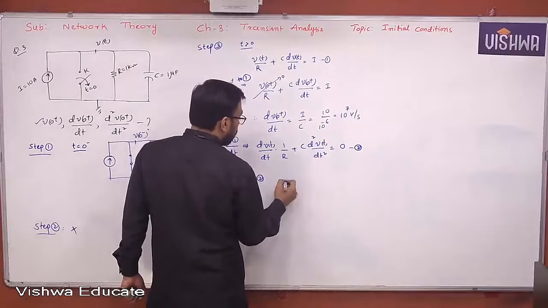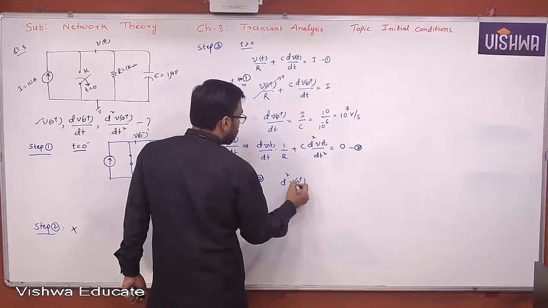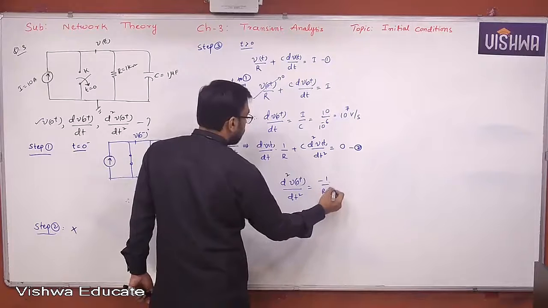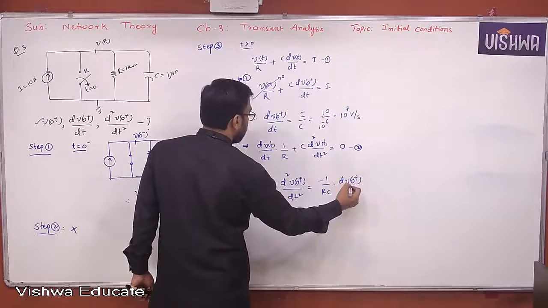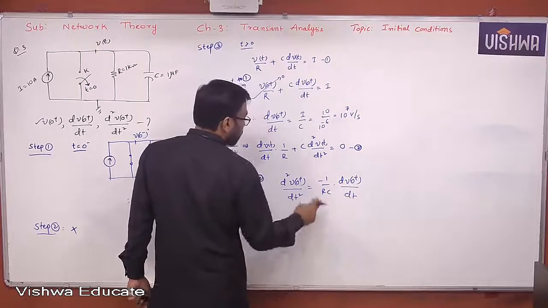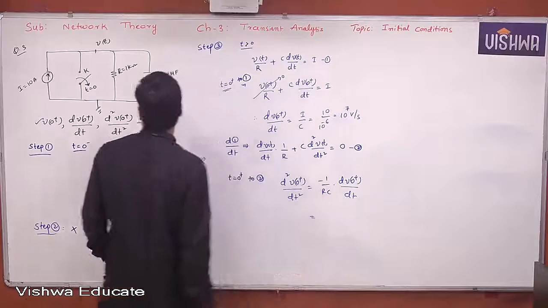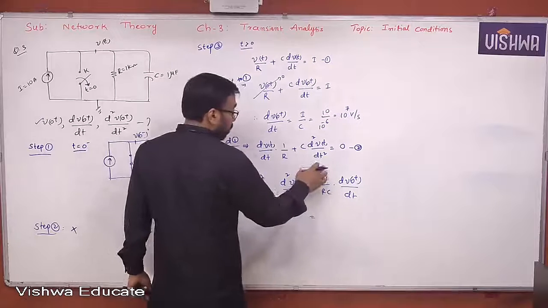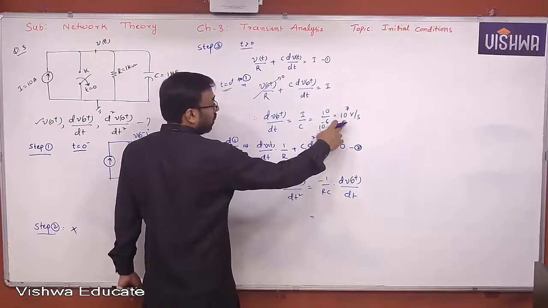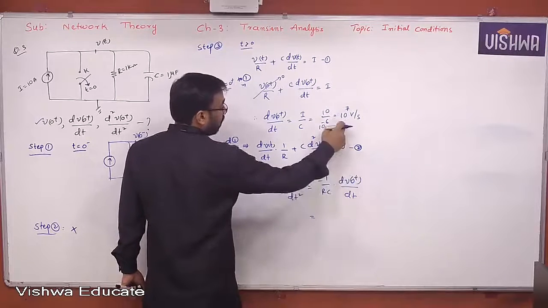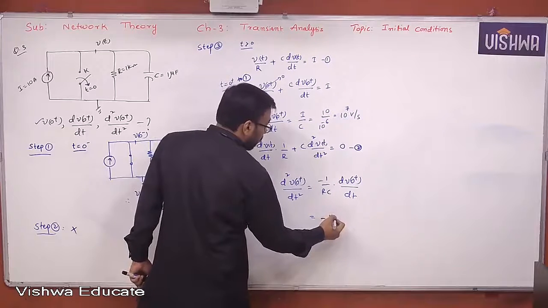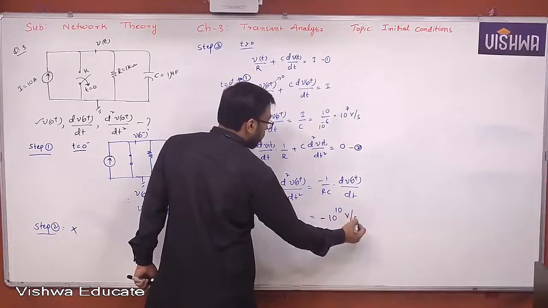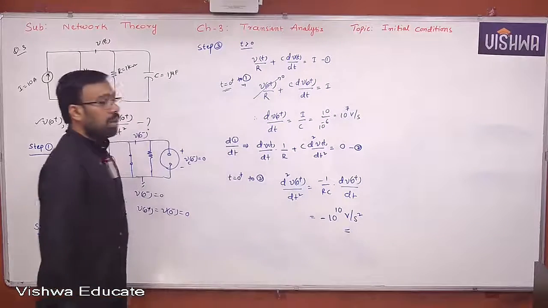Therefore, you want d square V of 0 plus by dt square, which is minus 1 by RC into dV of 0 plus by dt. Yes or no, all of you? This is already the R into C combination. 1 kilo into 1 micro will give you 10 power minus 3. If you take it to the numerator, 10 power plus 3 into 10 power 7, a value already determined. Finally, this will give you minus 10 power 10 volts per second square. Understand all of you?